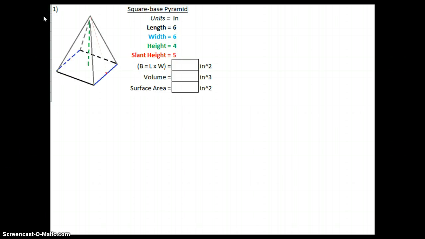So I said I would try to make that video with sound, and here it is. Covering surface area and volume. I'm just going to cover a couple examples, and that's for the pyramid and the cone.